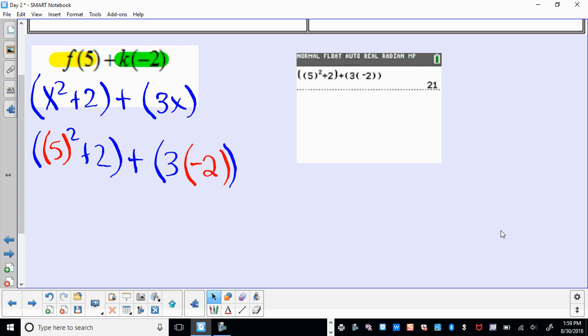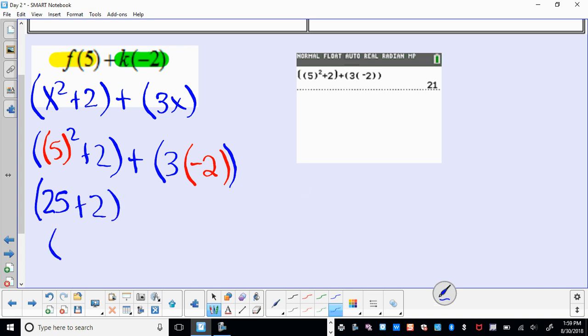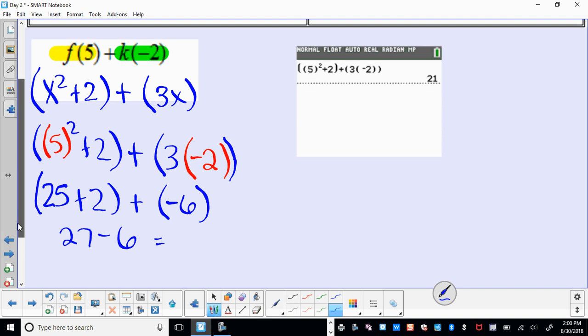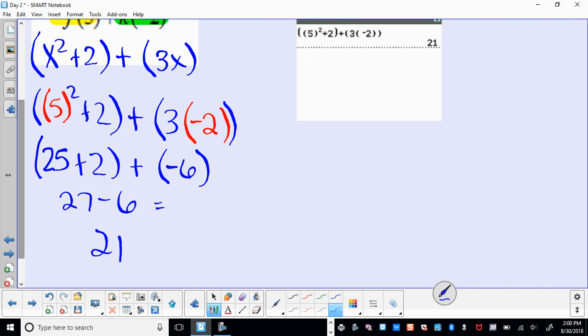The calculator does PEMDAS for you, but if you wanted to do it by hand, nothing wrong with that. 25 plus 2, which is 27, plus negative 6. 27 minus 6 equals 21.